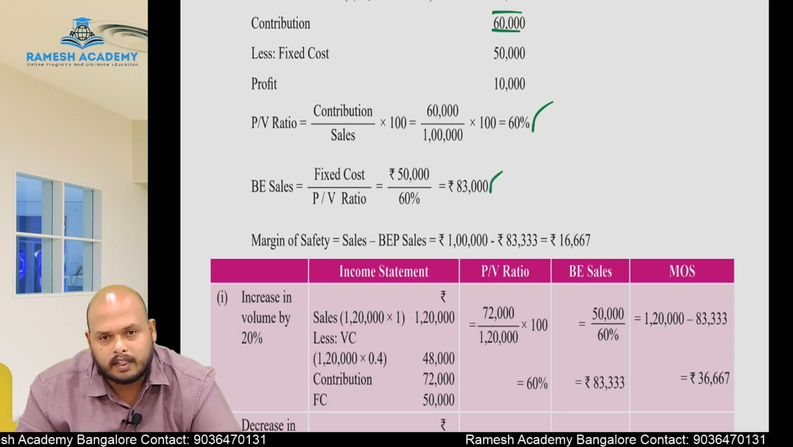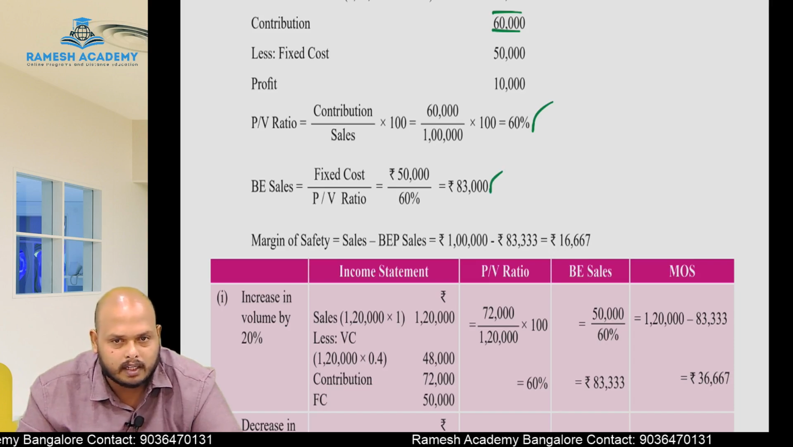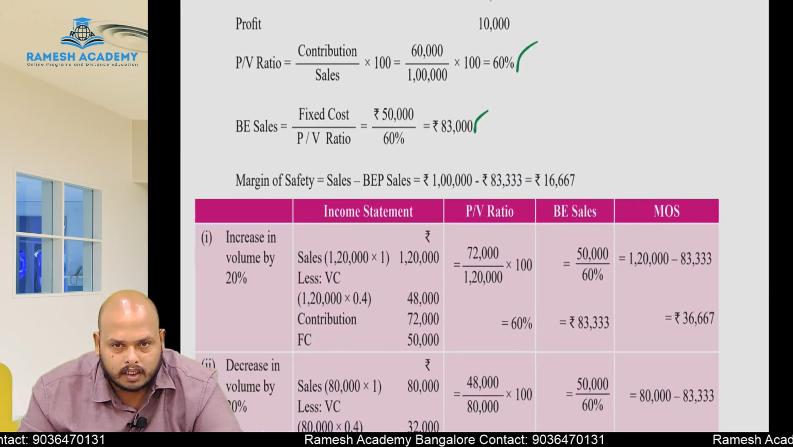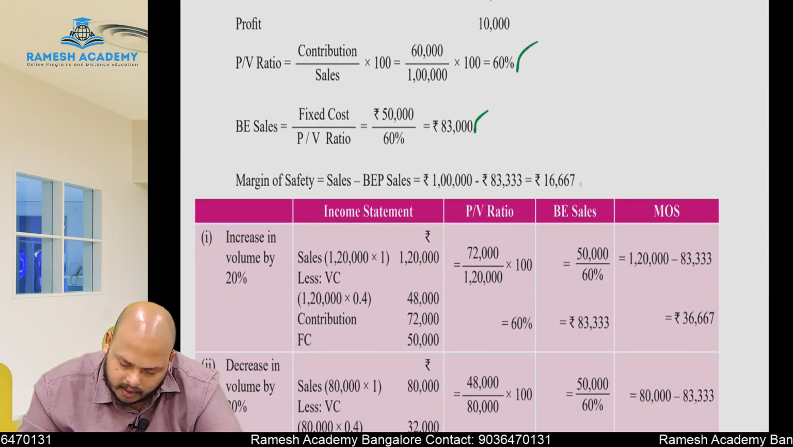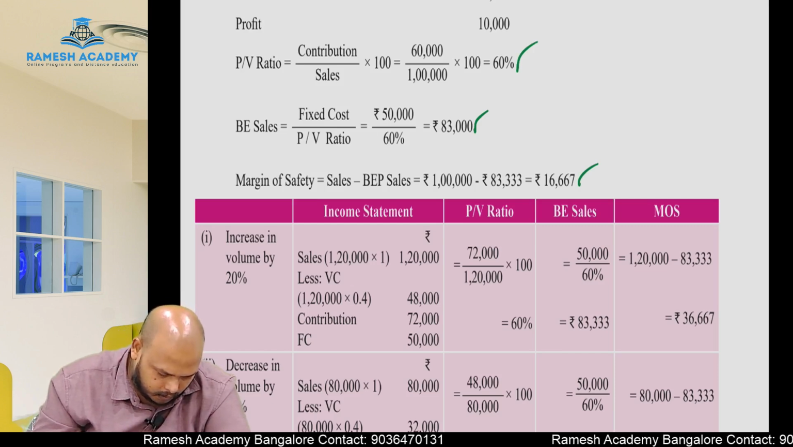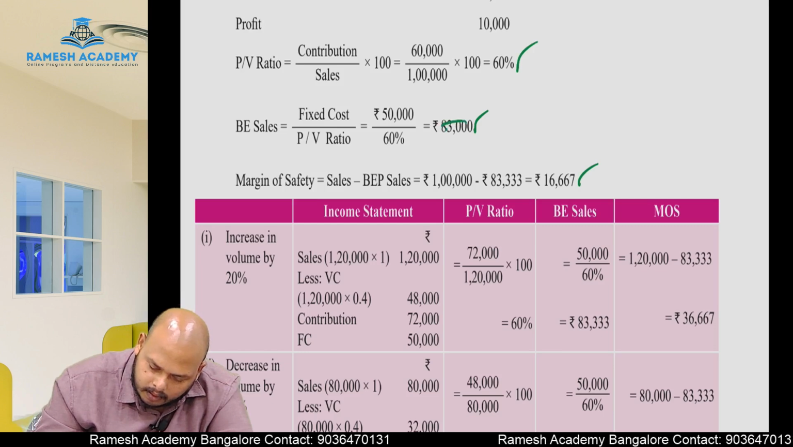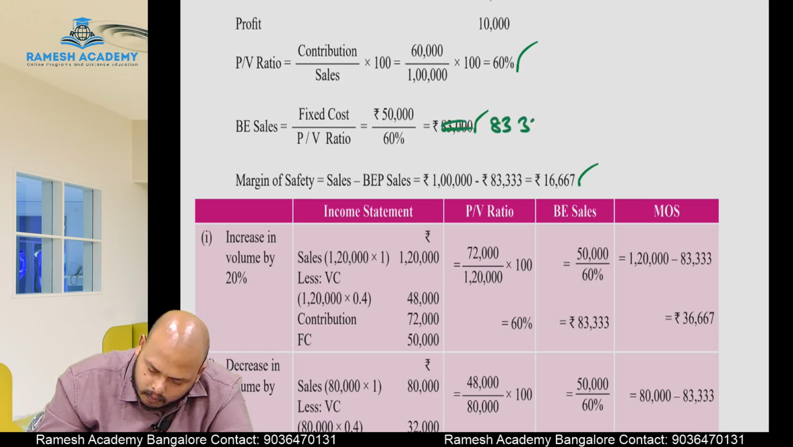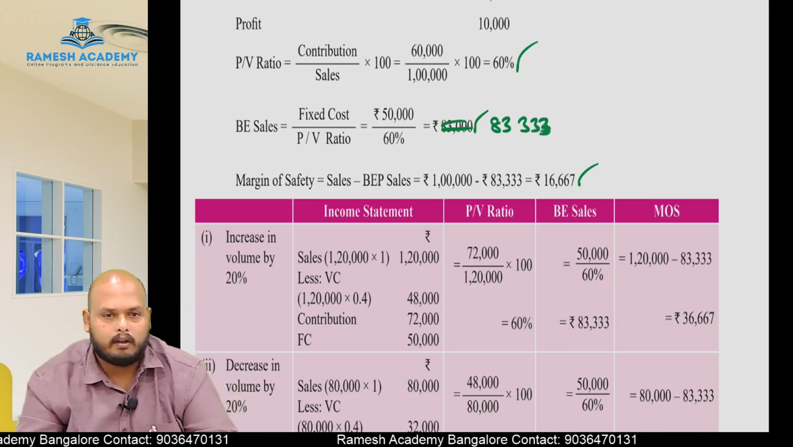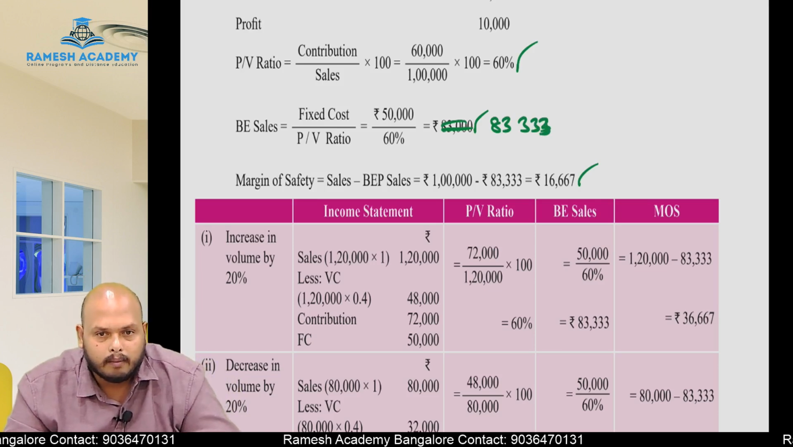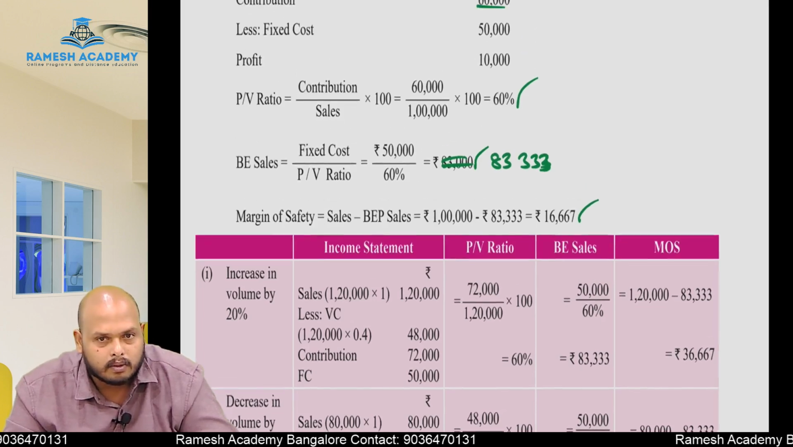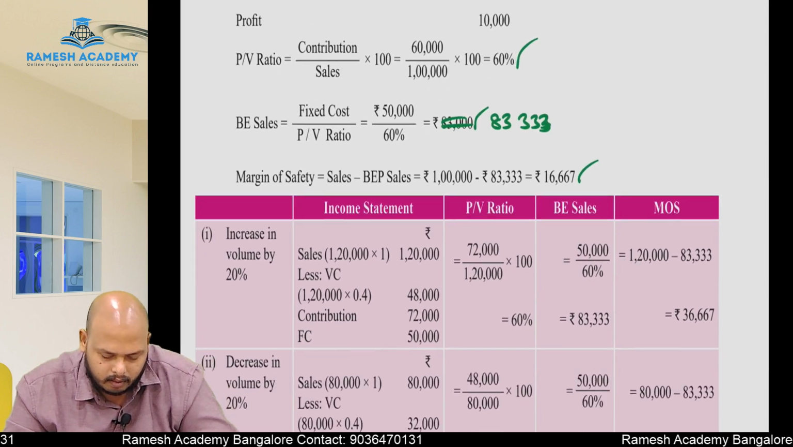83,000. Margin of safety is equals to total sales minus break even sales. What is the total sales? 1 lakh. What is the break even sales? 83,000. 50,000 divided by 0.6, this is not 83,000, this is 83,333. Okay? And what is the margin of safety? Margin of safety is equals to total sales minus break even sales. So this is how we will calculate.